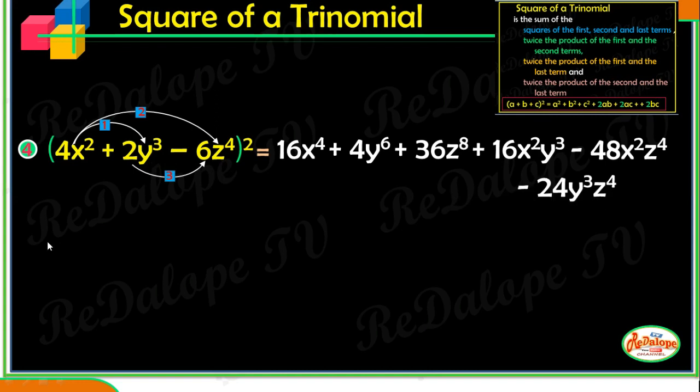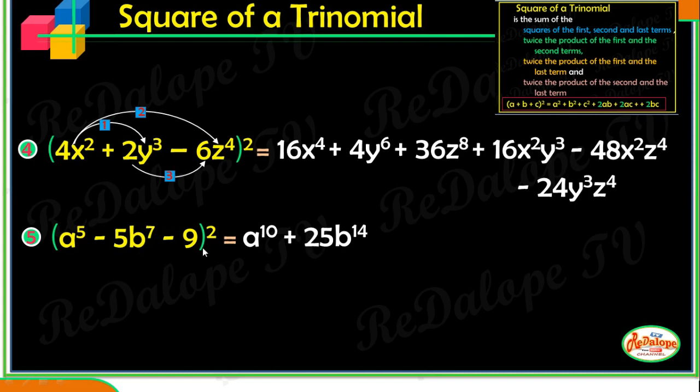And for the last problem we have a raised to 5 minus 5b7 minus 9, raised to square. So to obtain the first three terms here, we need to square these three terms. So we have a5 times a5, so we have a raised to 10. Negative 5b7 times negative 5b7, so that is positive 25b14. Negative 9 times negative 9, so that's equal to positive 81.